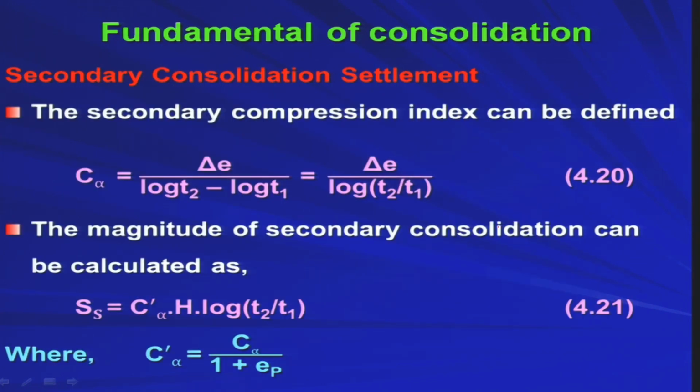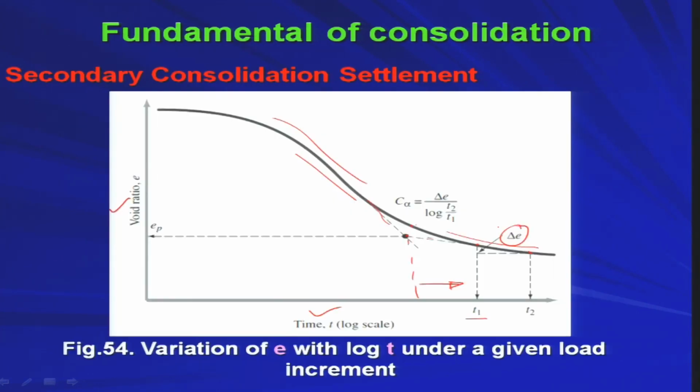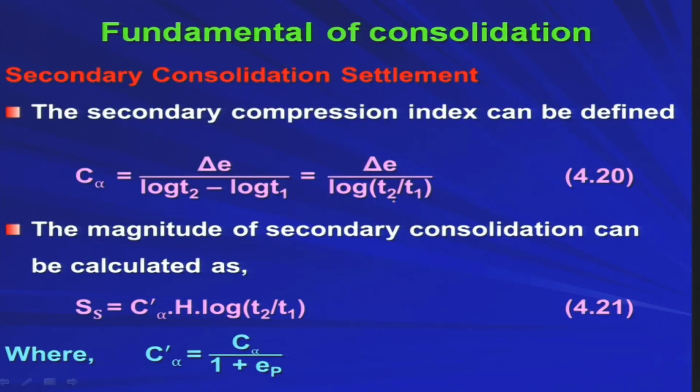So, let us see what the equation is. C alpha, that is the constant, already we have seen in the last figure. That is nothing but the slope of this line in the secondary consolidation part. So, C alpha is equal to delta E by log T2 minus log T1, just now we have seen. That is nothing but delta E by log T2 by T1. So, the magnitude of secondary consolidation settlement SS is equal to C alpha prime into H into log T2 by T1, where C alpha prime is nothing but C alpha divided by 1 plus EP.